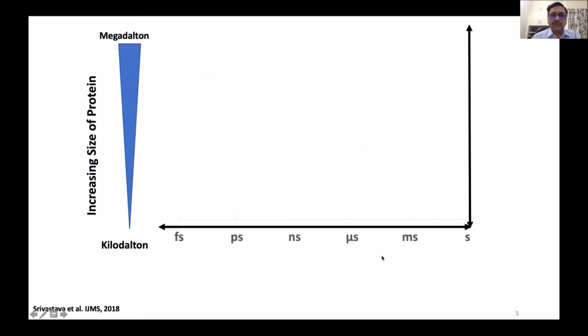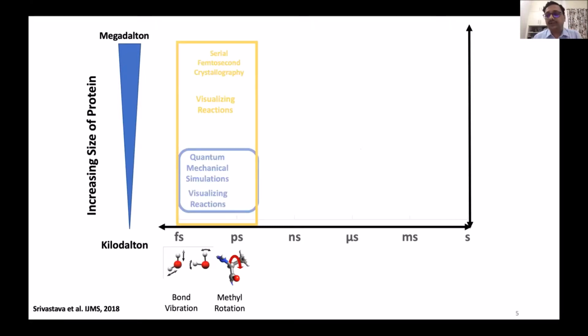All right. So before we go ahead and discuss some of the work that I have done, I just wanted to give a glimpse or an overview of what kind of different studies are done both experimentally as well as computationally when we are trying to study protein dynamics. And I saw Ati here, who's an expert in this area, of course. So basically, if we are talking about femtosecond to picosecond level dynamics of protein, which could be bond vibration, methyl rotation, etc. Experimentally, we can use methods such as serial femtosecond crystallography, where we can visualize the reactions when they are happening. Computationally, we can of course use quantum mechanical simulations to study that.